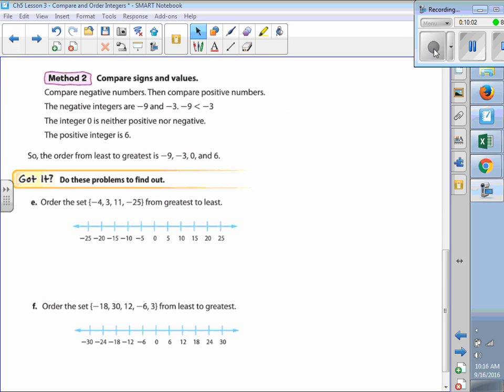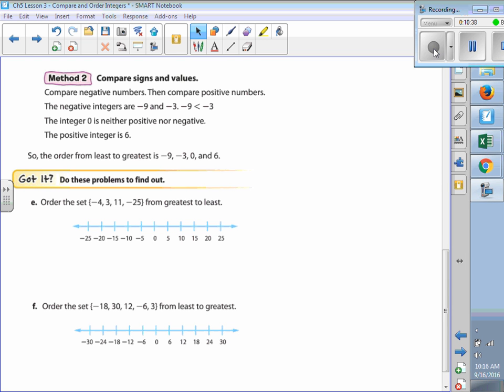So here, method 2 is to compare the signs and the values. If I compare the signs, if one is negative and one is positive, which one is greater, the negative or the positive? Positive. So those are easy, right? If they're both positive, the higher number is the bigger one, right? If they're both negative, the one with the lower number has the higher value. Is everybody clear? All right, very good. That's what they're talking about here.